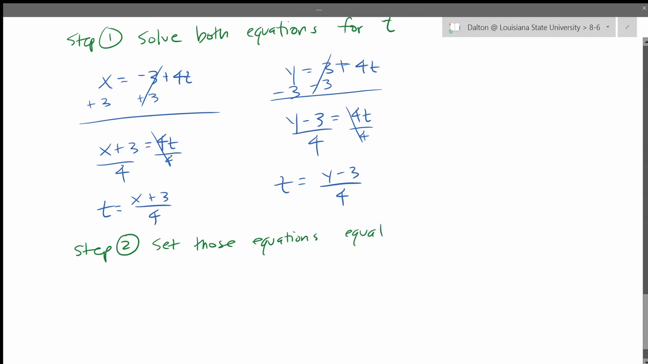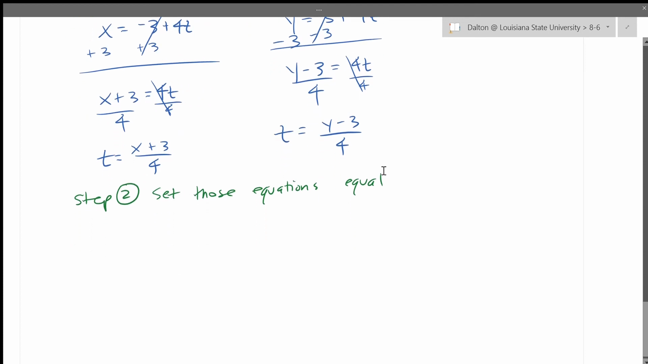Set those equations equal, because then that's going to eliminate the variable t altogether, giving us our regular x and y relationship for a line. So then I have (x plus 3) over 4 equals (y minus 3) over 4. Instead of writing those as we would have before, like 1/4 x plus 3/4 equals 1/4 y minus 3/4, if you do it this way, notice I can get rid of the fractions extremely quickly if I multiply everything by 4, which you could do in the other way as well.